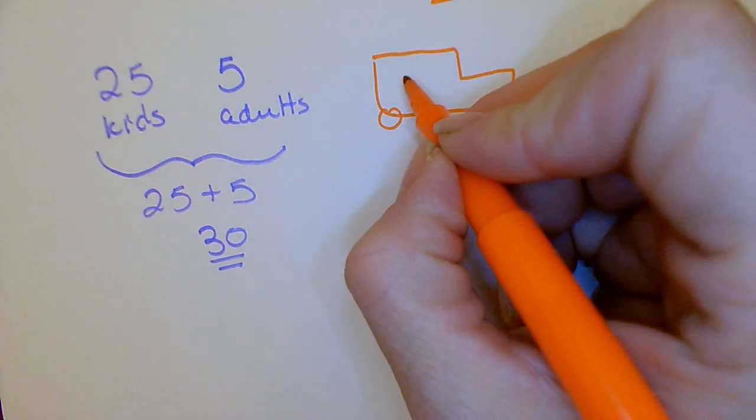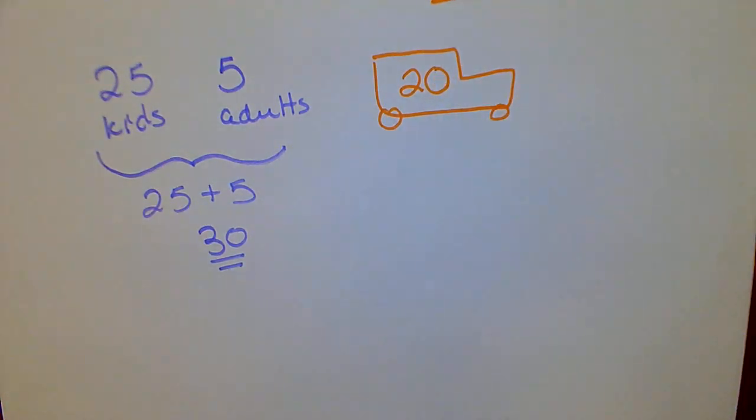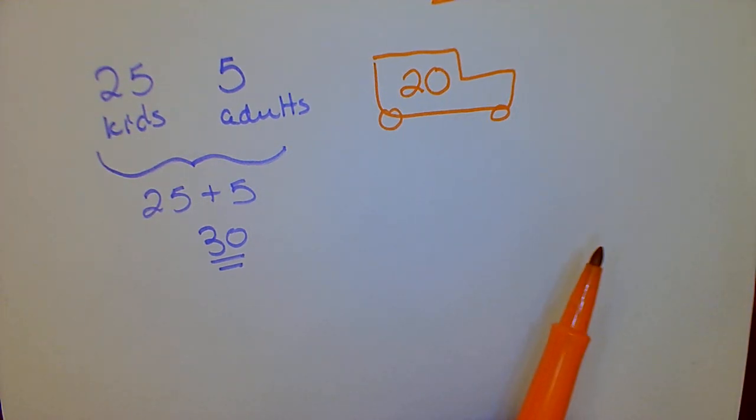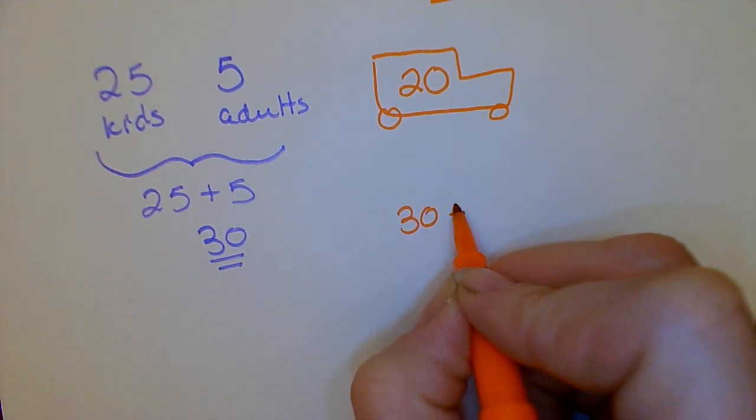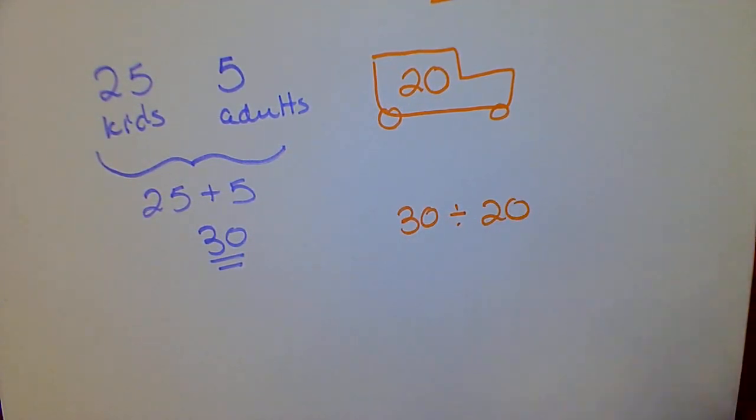So I put 20 people on this bus, but I still have 10 people left. 30 minus 20 is equal to 10. Now what happens to the rest of those people? Well, we need another bus. So we have 1 bus. So again, we took 30 and we're dividing it into groups of 20.